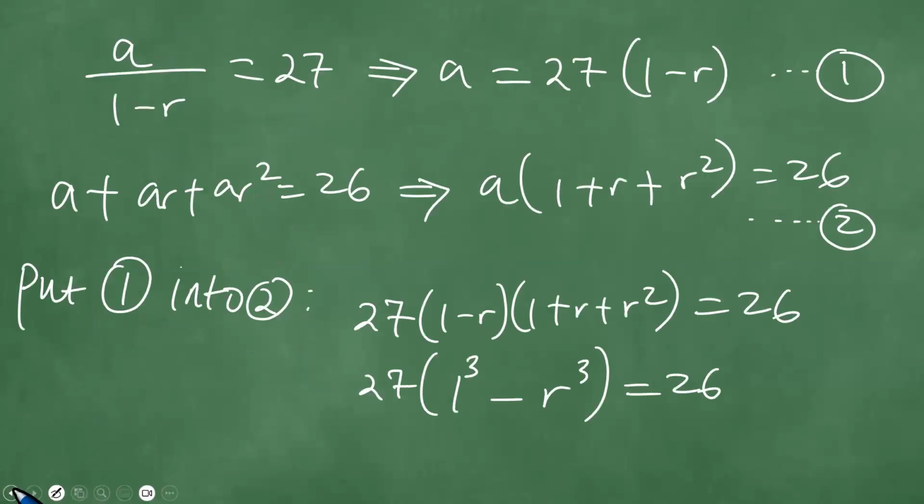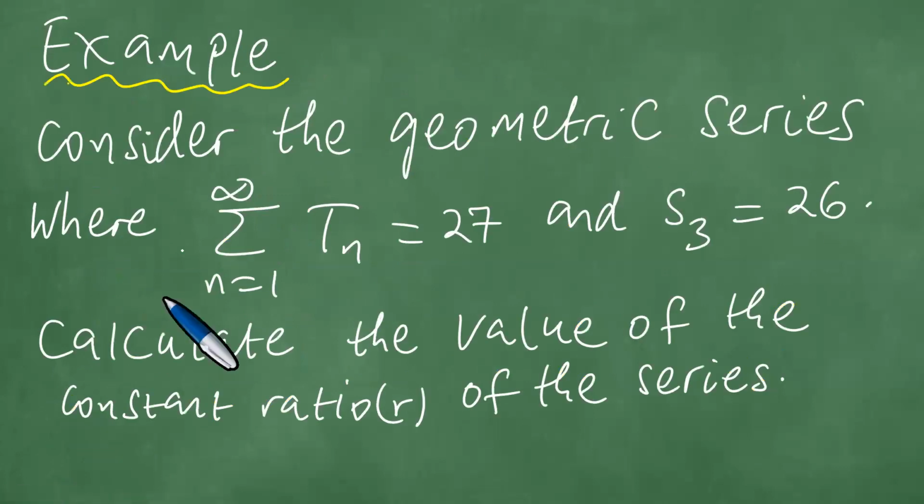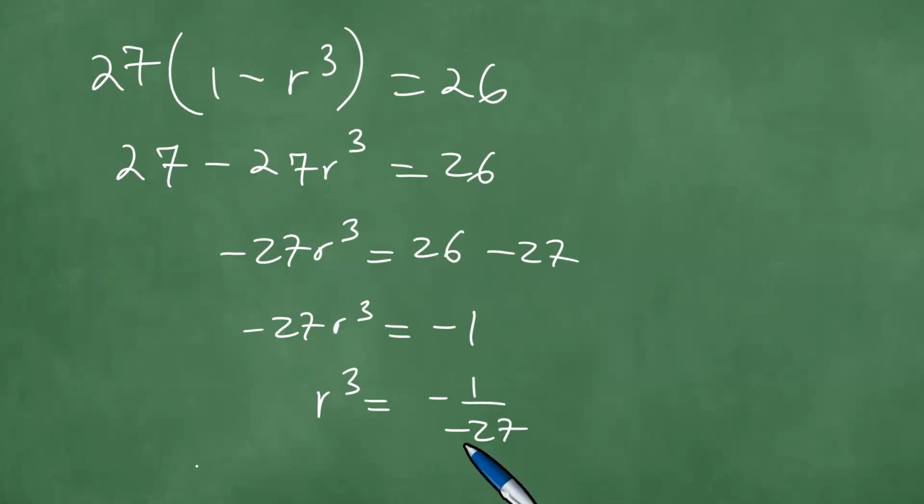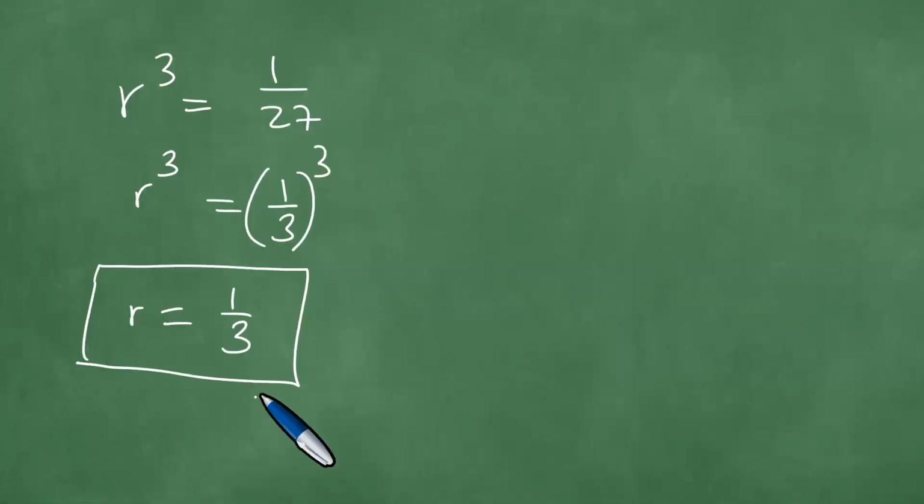Because they were saying, consider the geometric series given by this. The sum of the first 3 terms is 26. Calculate the value of the constant ratio of the series. We need the constant ratio R, and we found that the constant ratio of the series is actually 1/3. Okay, let's continue.